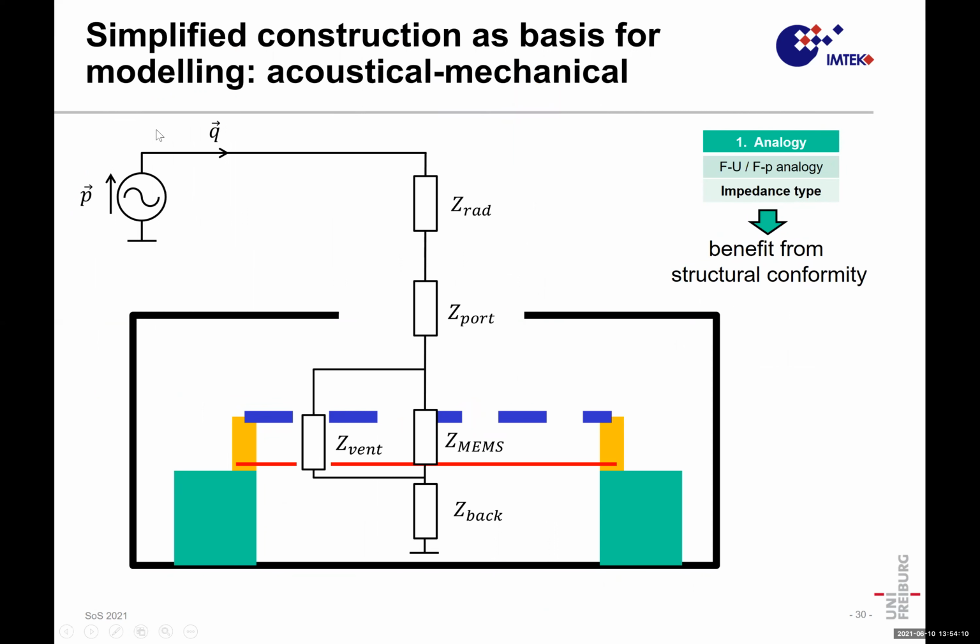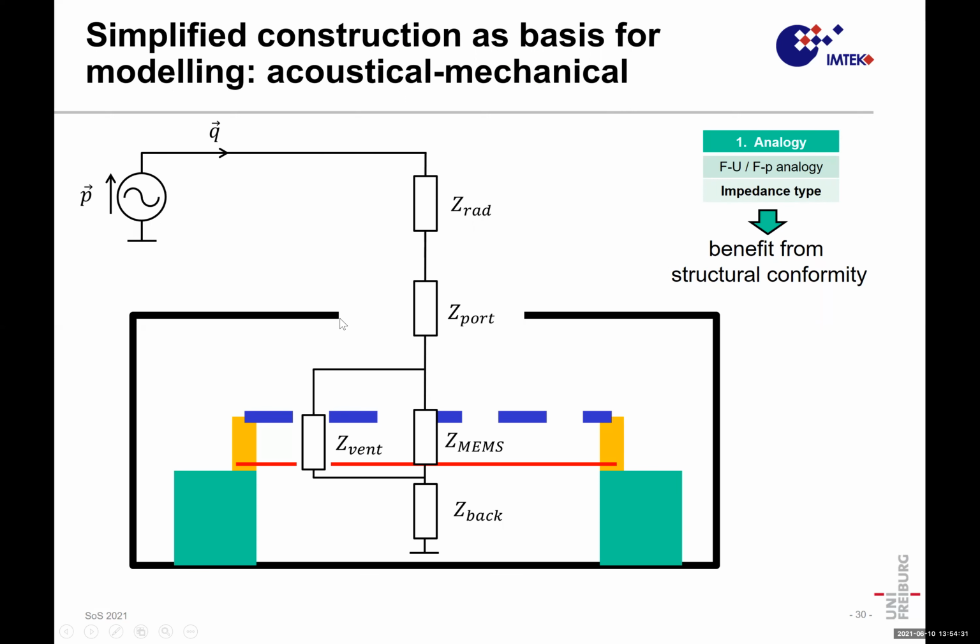We have an outside sound source, which is a pressure generator in our electrical equivalent, generating a flux. This somehow enters the microphone area. This is a so-called radiation impedance, describing the impedance transformation from the free field to the port.